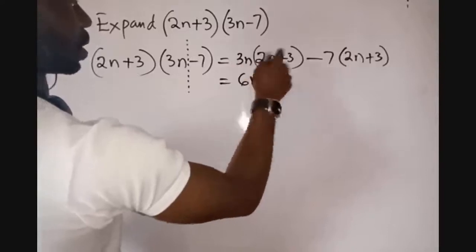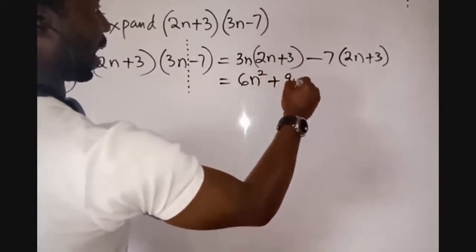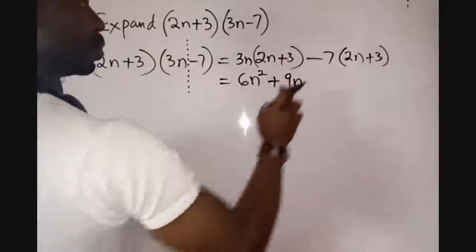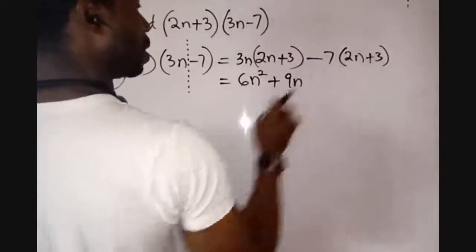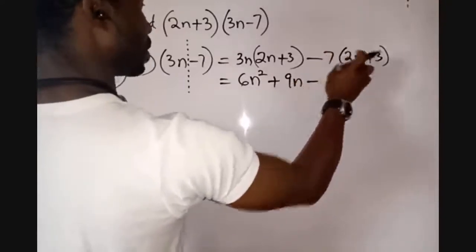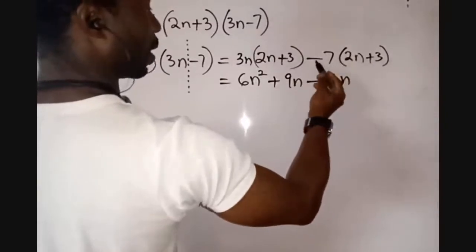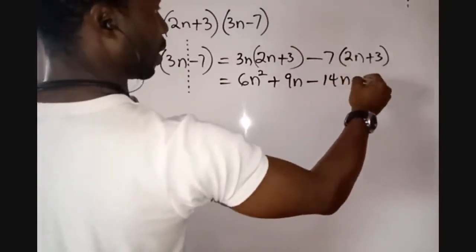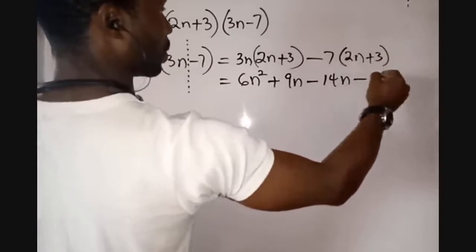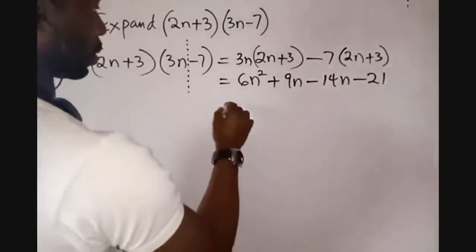There's a plus here, plus times plus is plus. 3 multiplying this will give me 9n. Let's come to the other side too. Just continue. And this minus, negative multiplying positive there will give you minus. 7 multiplying 2n will give you 14n. Then you have negative, multiplying negative, you have positive. 7 times 3 is 21. So look at this critically and just solve the problem.